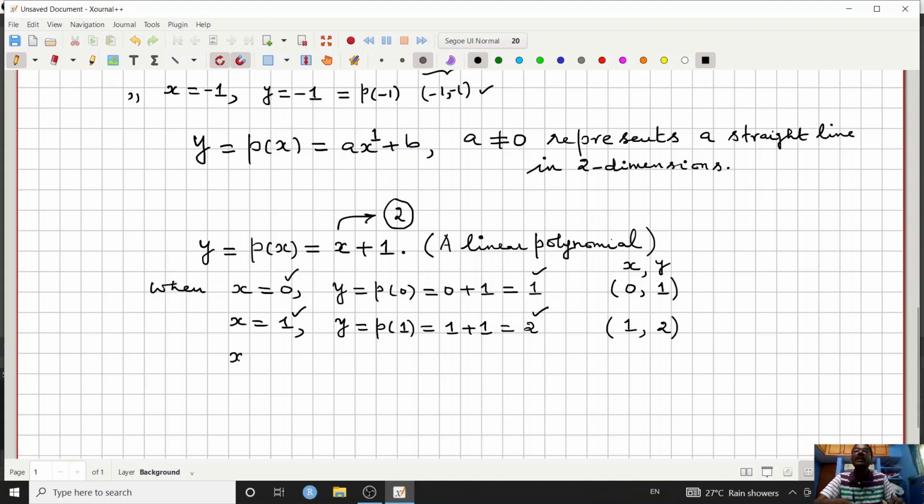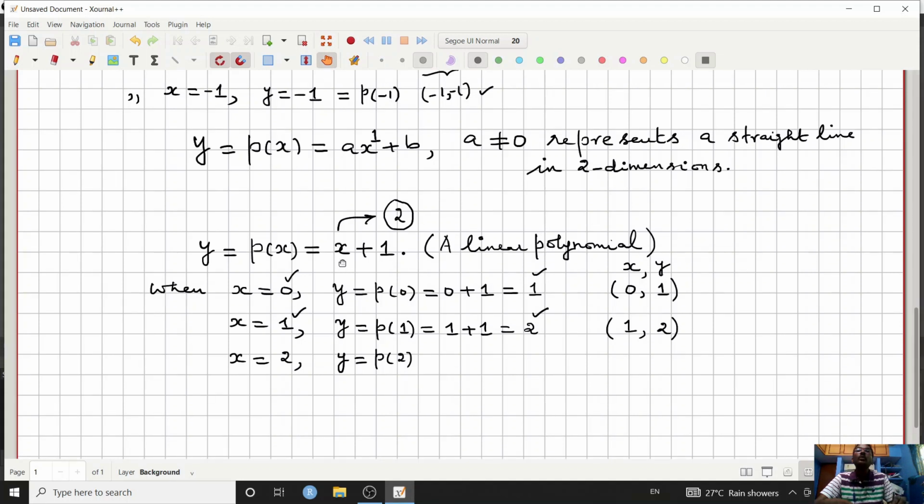In a similar manner, I can give x is equal to 2 also. See, I am considering only the integers. If at all necessary, you can give fractional values also. So when x is equal to 2, I am going to replace this x by 2 in equation 2. So it is going to be 2 plus 1, and it is equal to 3. Now collect the values. So when x is equal to 2, p of 2 is 3, or y is equal to 3.